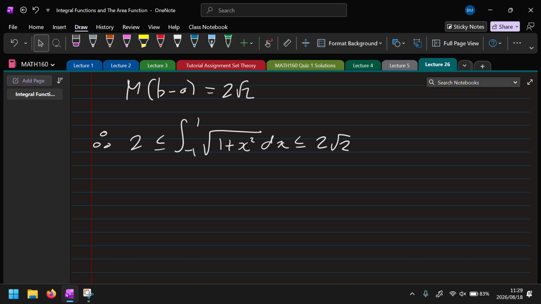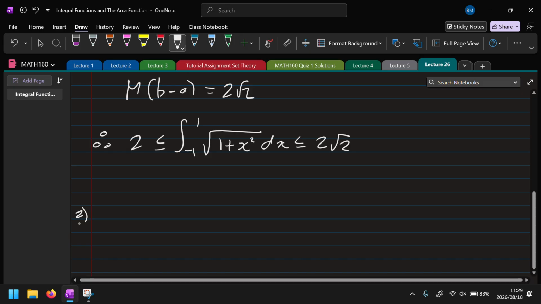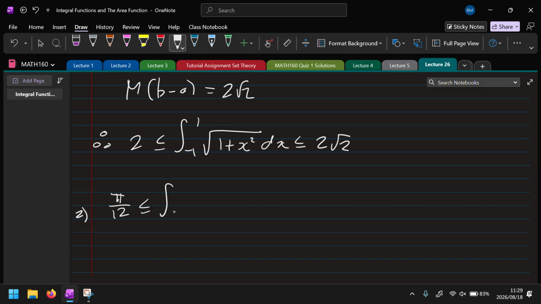Pretty straightforward. Okay, number 2, pretty similar. So we have pi over 12 is less than or equal to the integral from pi over 6 to pi over 3 of sine x dx, which is less than or equal to root 3 pi over 12. Again, we use radians. So the derivatives, we used radians. Integrals, we also use radians. Everything's radians.